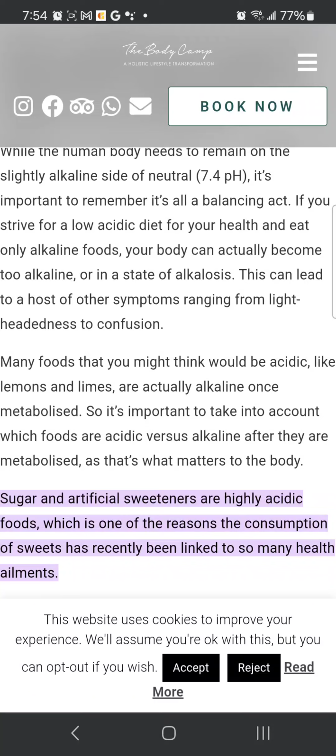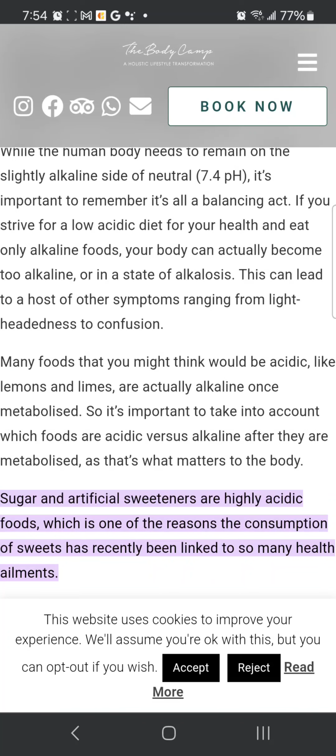Like, alkaline batteries are made out of, what's that stuff? Anyways, it's made out of lithium, right? And lithium is super alkaline, but that's super high. You'd have to go out of your way to eat something that alkaline. That's something that's super processed, to be able to go into a state of alkalosis, in my opinion.